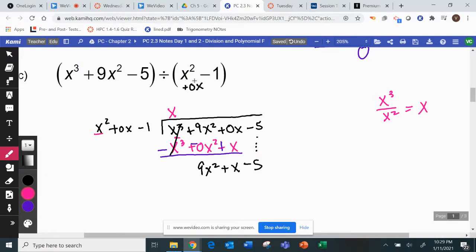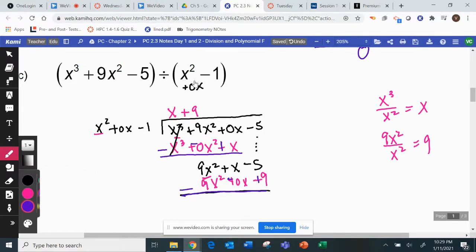Bring it on back. I'm going to take x squared into 9x squared, which gives me 9 left over. I'm going to distribute that. So I get 9x squared plus 0x minus 9. So we're going to draw the line. Oops, that was my wrong color. Draw the line, change the signs, and those cancel. This gives me an x, and then this is a plus 4.